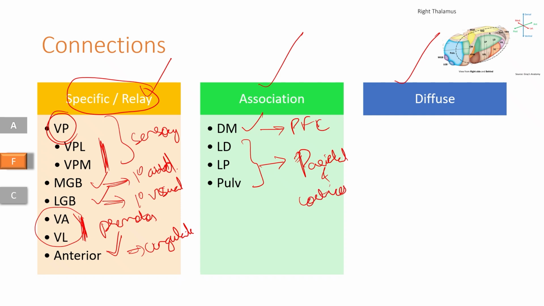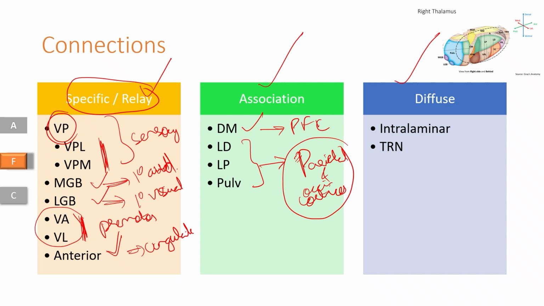Then also what we call extrastriate cortices, for attention, vision, visual processing, etc., is called the secondary association areas in the parietal and the occipital areas. So that is the region, parietal and occipital cortices. That is the region where LD, LP and pulvinar are projecting.